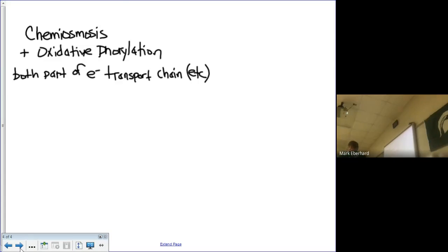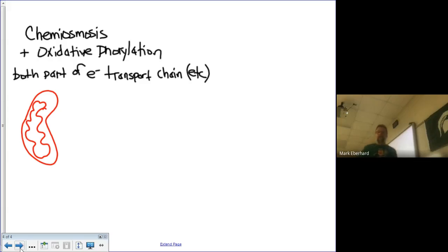All right, so let's just draw this out. Again, to put you where we're going to be, let's go with the mitochondria. This is our mitochondria. There's the outer membrane. Here's the inner membrane. The electron transport chain is a series of proteins that are embedded in the inner membrane.